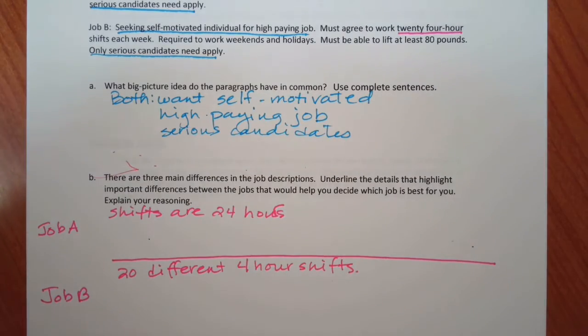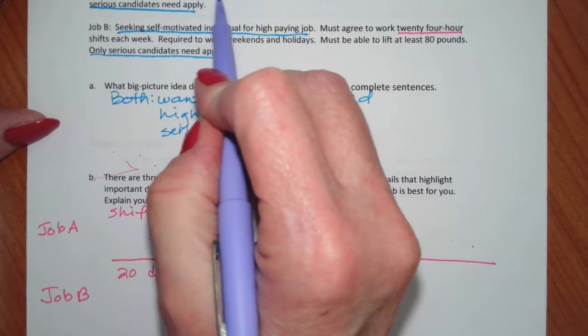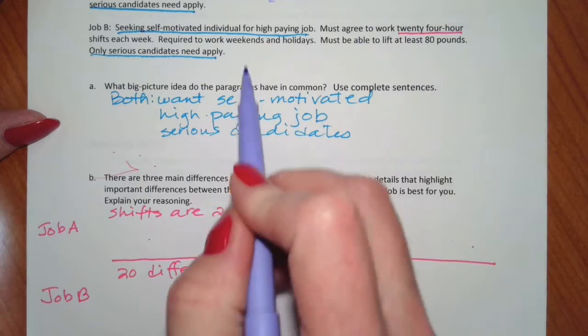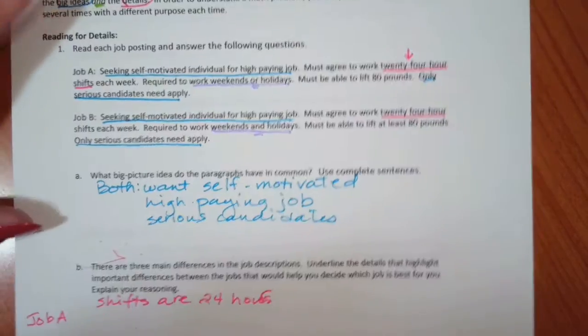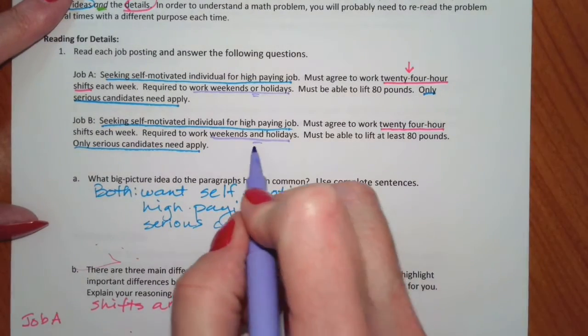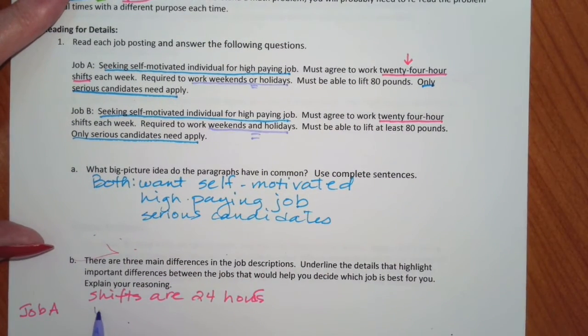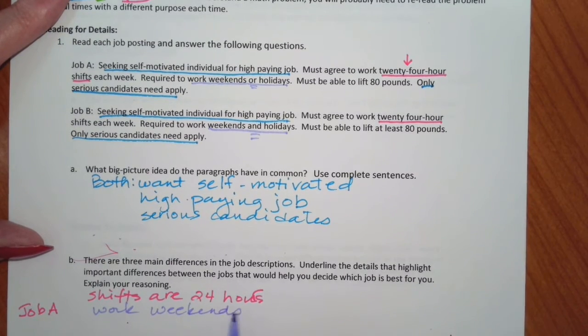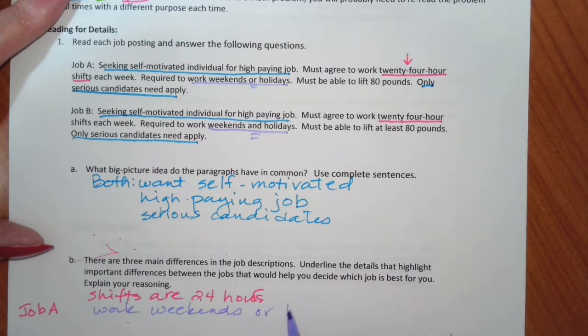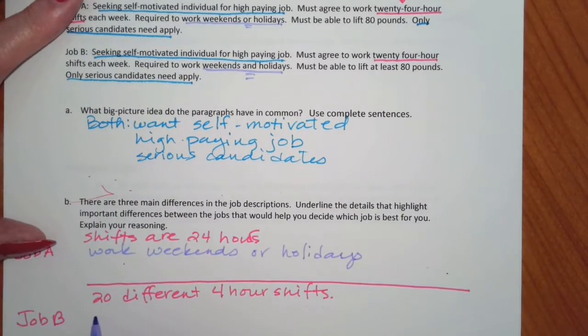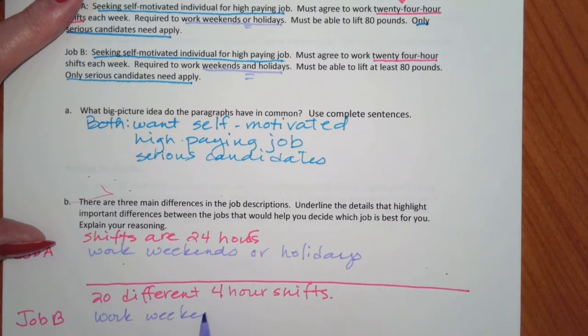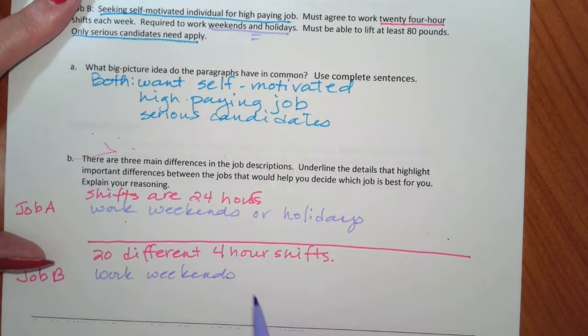The next one is work weekends or holidays versus weekends and holidays. So job A is work weekends or holidays, and this one is work weekends and holidays.